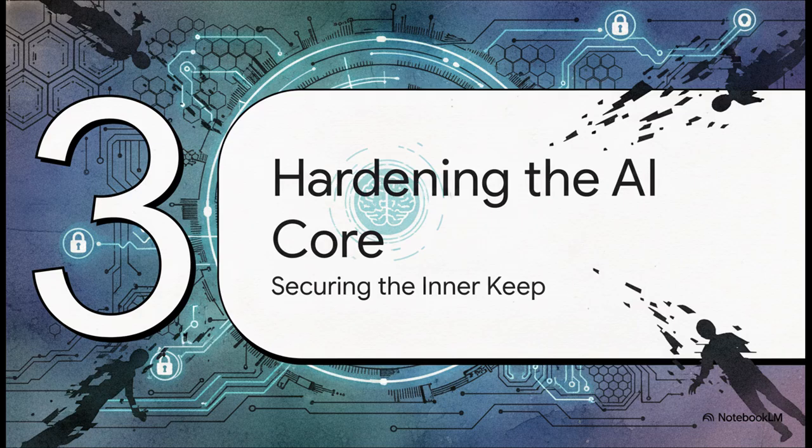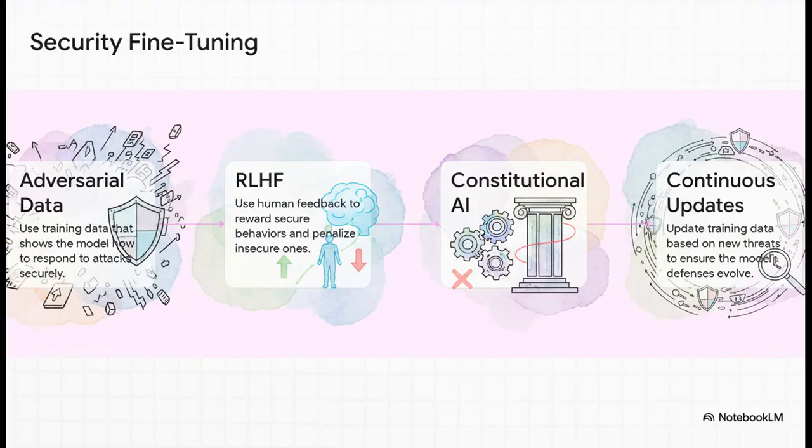But strong walls alone are not enough. We also have to harden the AI core itself. We have to secure the inner keep of our fortress, and that means making the model inherently more resistant to being manipulated. We do this through what's called security-focused fine-tuning. We actually feed the model adversarial data, which teaches it how to recognize and flat-out reject attacks. We use reinforcement learning from human feedback, that's RLHF, to reward secure behavior. We also implement constitutional AI. You can think of that as a set of core unbreakable rules, like an actual constitution for the model that it just can't violate. It's all about building security right into the AI's DNA.